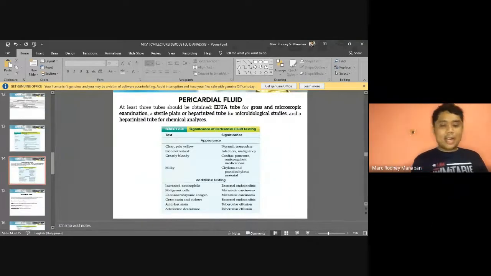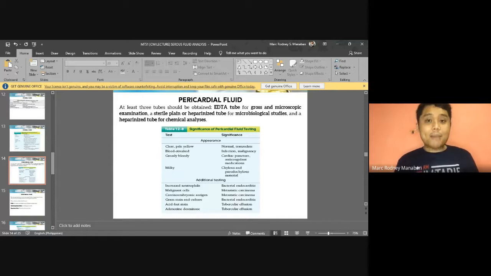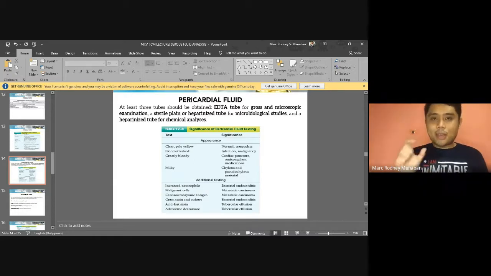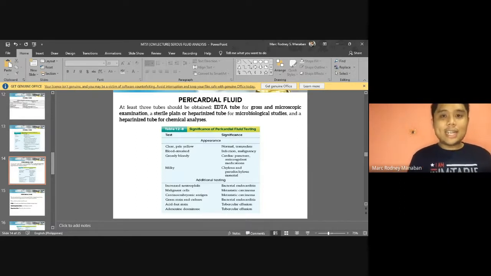Next, of course, for pericardial fluid, we have 3 tubes: EDTA for gross and microscopic exam, sterile plain or heparinized tube for microbiology studies, and heparinized tube for chemical analyses. Usually, pericardiocentesis is not performed routinely, it's rare, because it's dangerous. The membrane of the pericardium is thin, so the heart can be accidentally punctured, and that can lead to death or tamponade, with blood building up. So, very scary. That's why it's rarely performed.